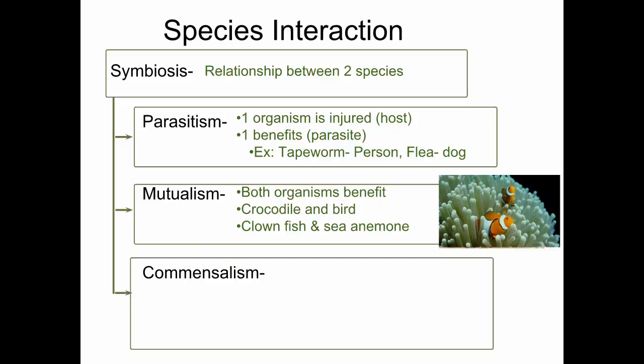They both gain something. What does the clownfish get out of this relationship? Raise your hand. Alex? It gets protection, because most fish don't go near the sea anemone, so it's protected from predators. What does the sea anemone get?